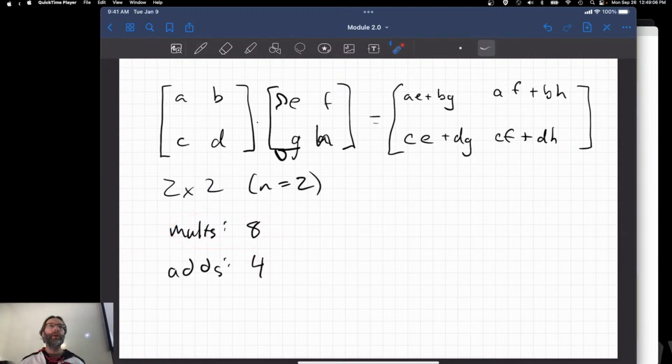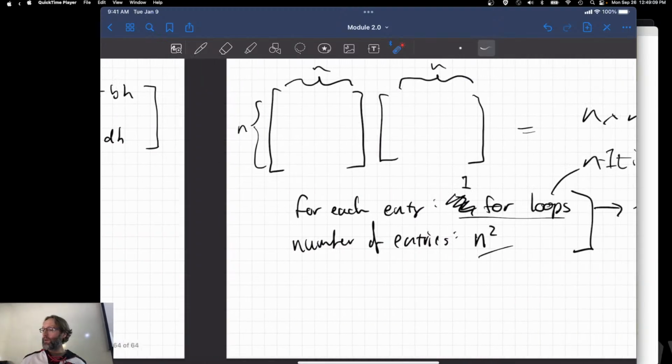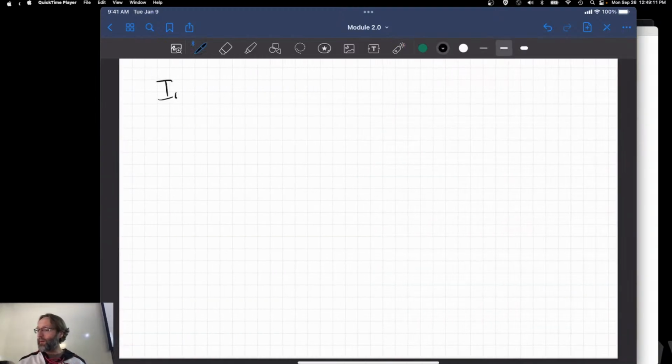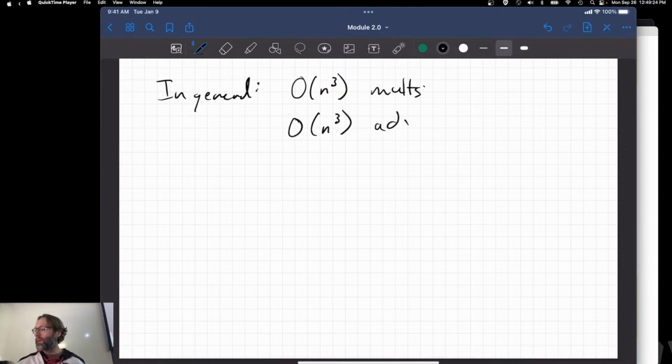2 to the third is going to be 8. So in general, the straightforward multiplication is going to be order n cubed multiplications and also n cubed additions, I believe. Well, because there's a minus 1 somewhere for additions. It's still going to be order n cubed, though, I believe.